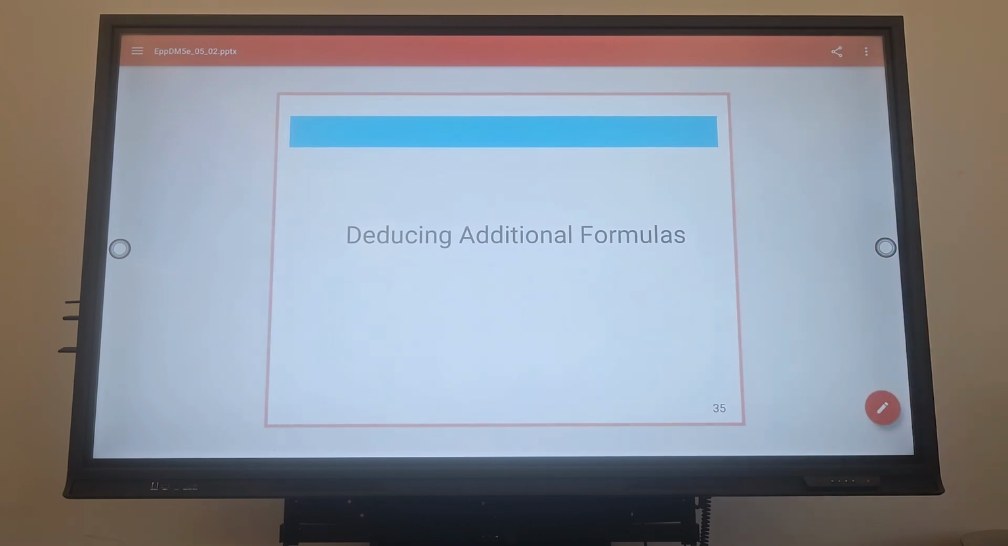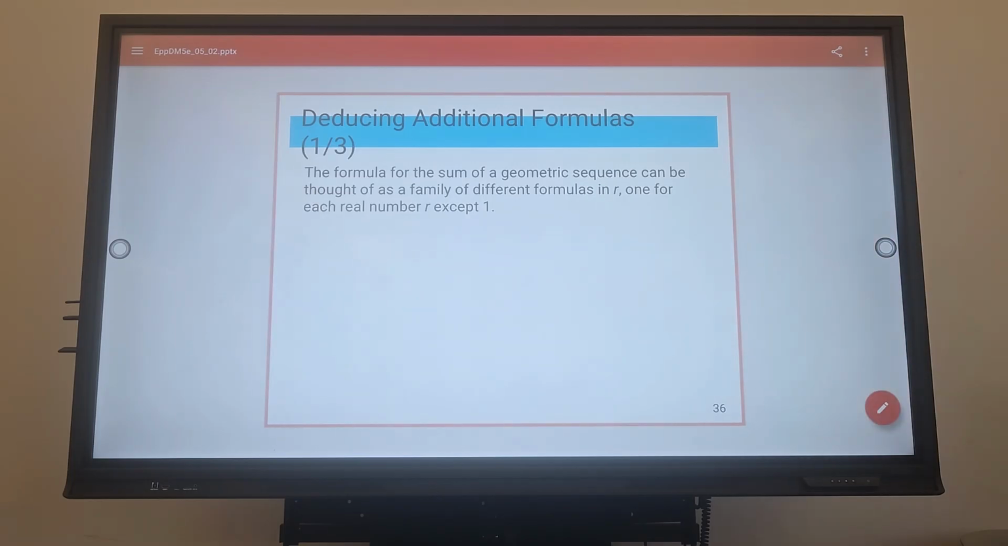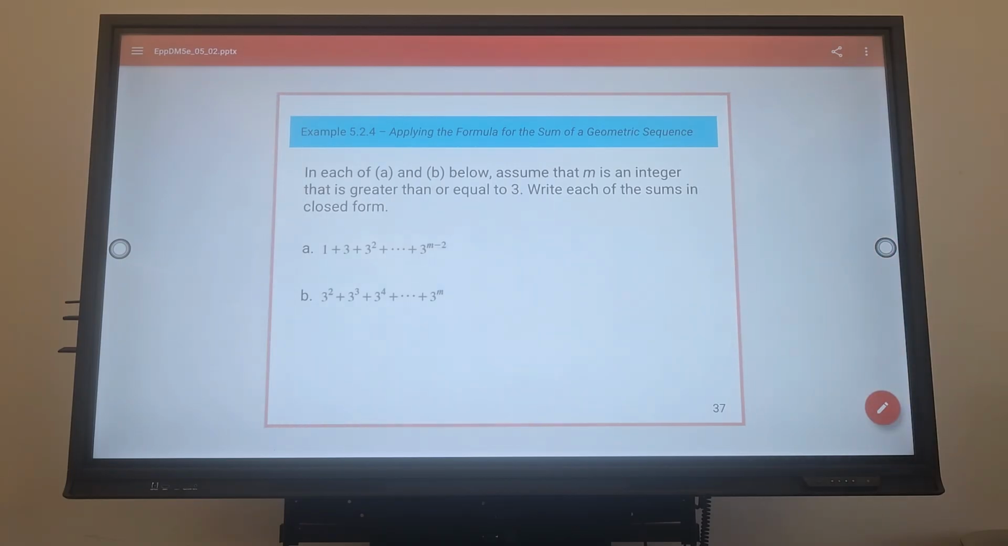Deducing additional formulas. Well, the formula for the sum of a geometric sequence can be thought of as a family of different formulas in r, one for each real number r except 1. In each of A and B below, assume that m is an integer that is greater than or equal to 3. Write each of the sums in closed form.